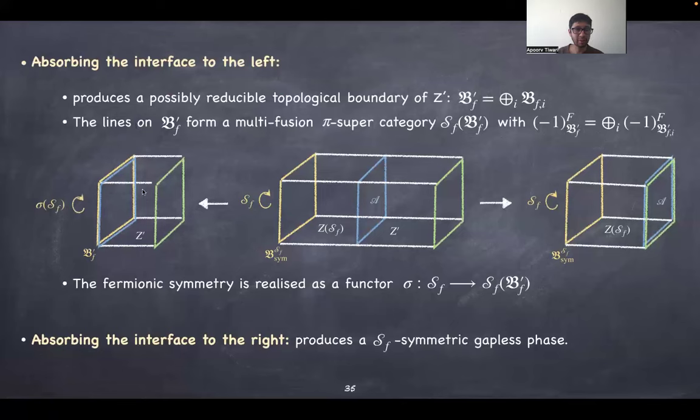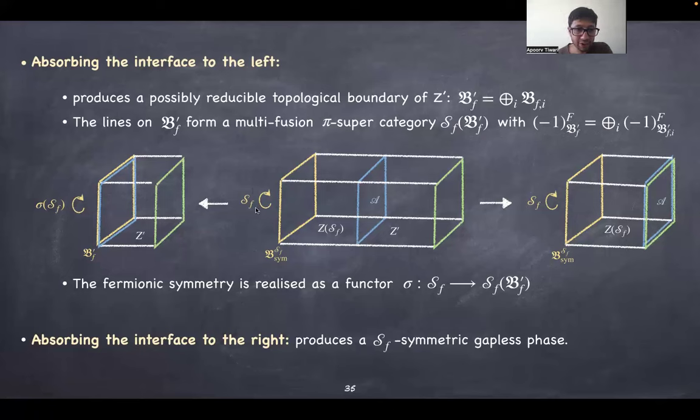And one can now take this setup with an interface inserted in the middle and absorb this condensable algebra either on the left. So if we absorb it on the left, it produces a potentially reducible topological boundary of Z prime, which decomposes into a sum of boundaries that may or may not be all fermionic. And these lines form a multi-fusion pi supercategory with the constraint that the fermion parity implemented on the symmetry boundary is the sum of fermion parity implemented on all the individual summands, or all the different components of this multi-fusion category.